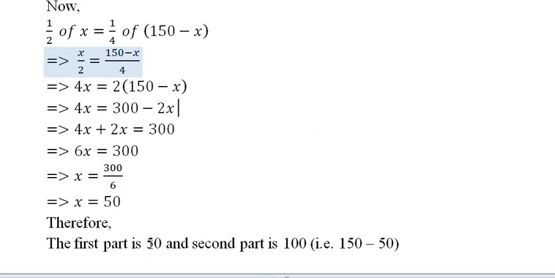Half of the first part: what is half of 50? It will be 25. Are you understanding? Now the second part is 100. So 1/4 of 100 will be how much? 25. So half of 50, that is 25, is equal to 1/4 of 100, that is also 25. So this is how you can check your answer at the end. Checking the answer is easy, but framing the equation is quite difficult.